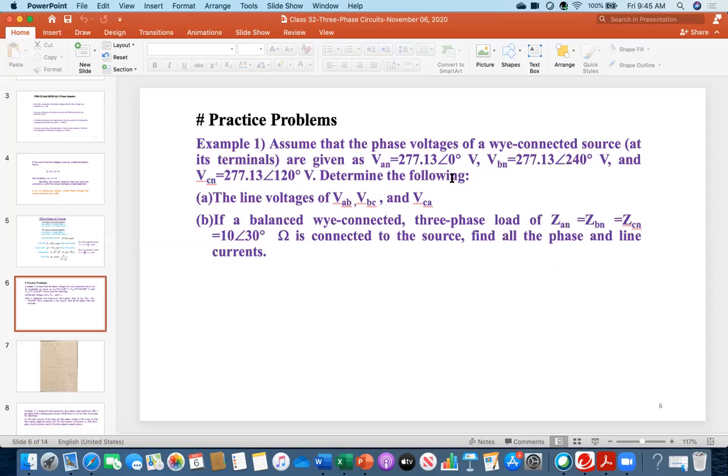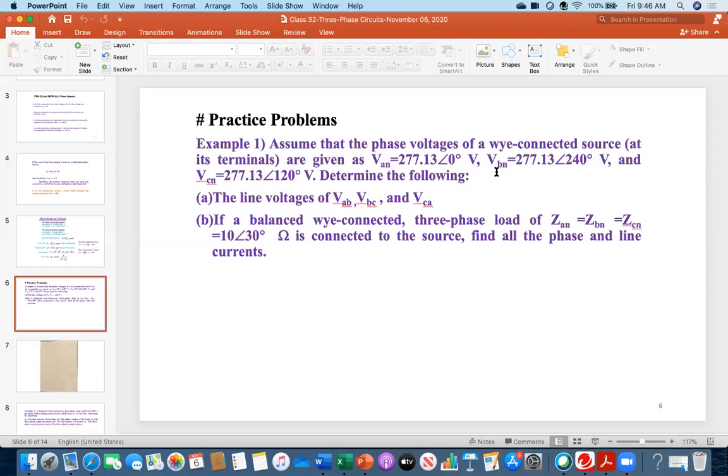So therefore, everybody see, because this is a Y-connected system, you see clearly it is a Y-connected source. That's why the voltages are given between phase and neutral. We discussed that the Y system will have a neutral. So that's why Van means a phase-to-neutral voltage. This is not a line-to-line voltage. And then can you see the phase difference?